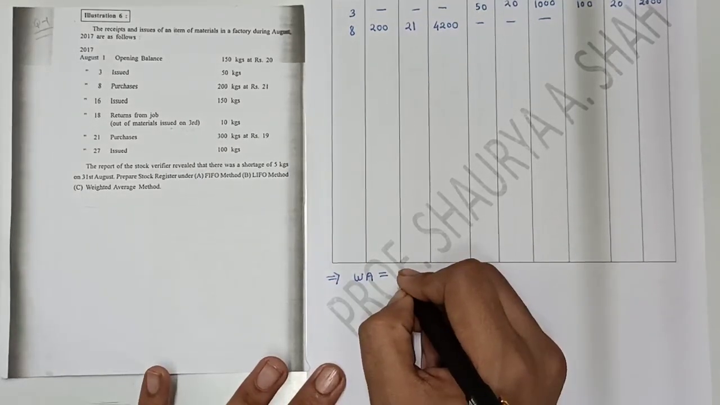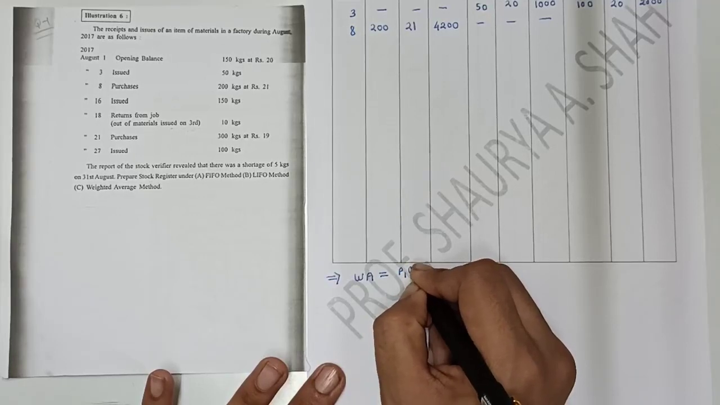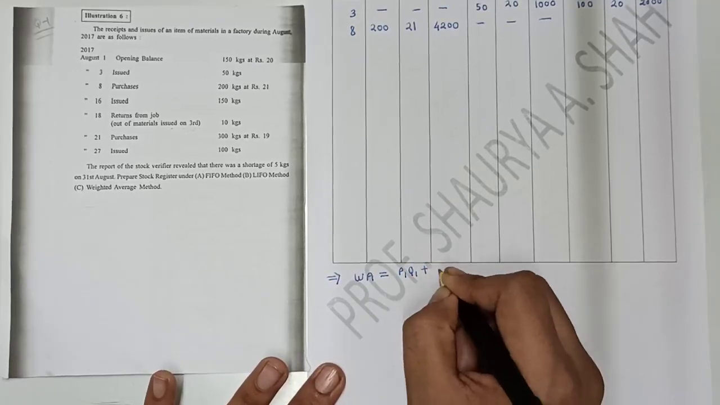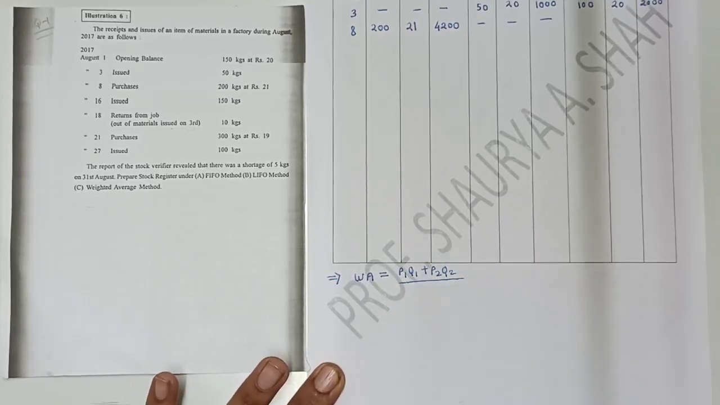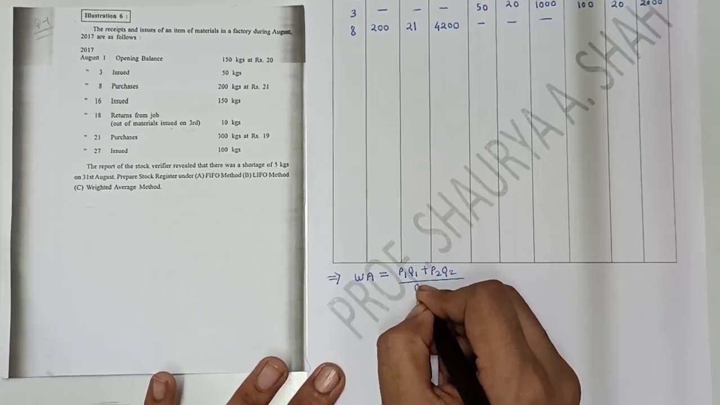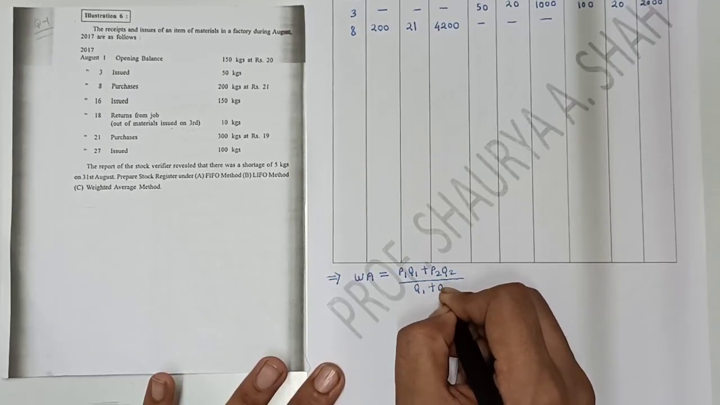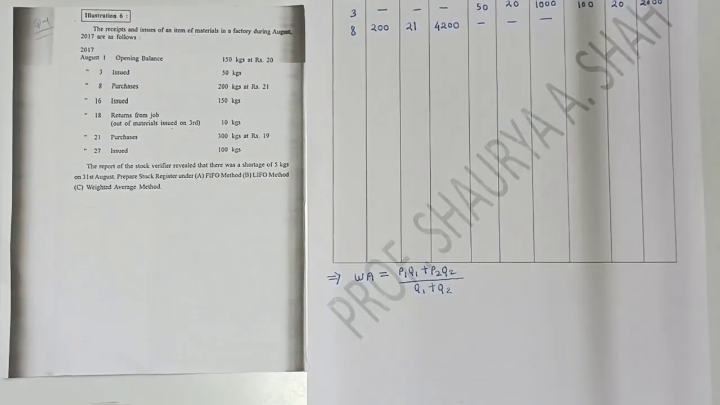This is P1 Q1 plus P2 Q2 divided by Q1 plus Q2, right? P1 Q1 plus P2 Q2 divided by Q1 Q2, right? Now what is P1? What is Q1?